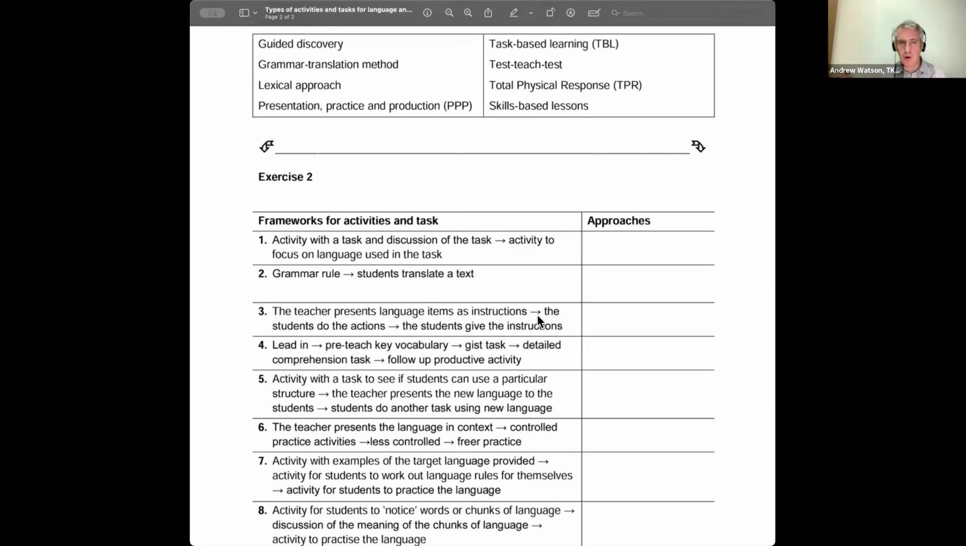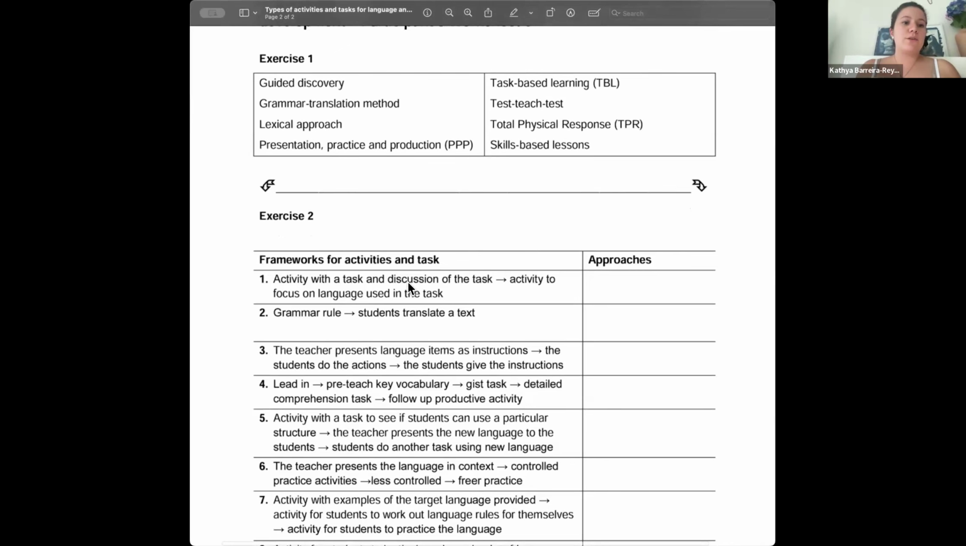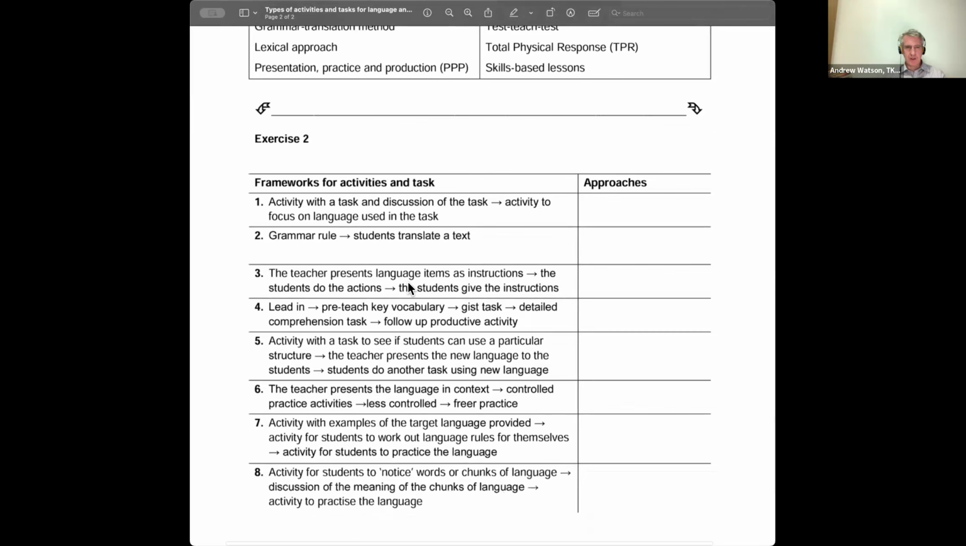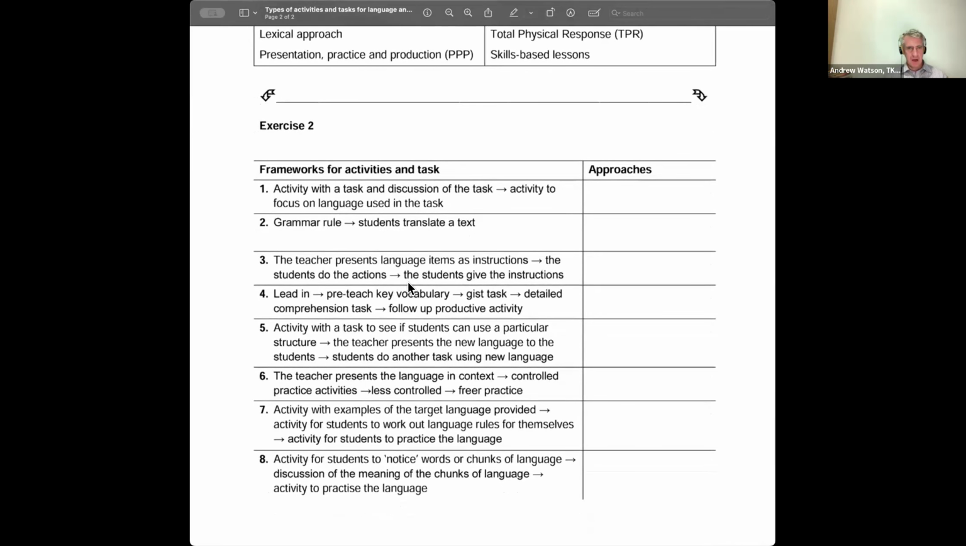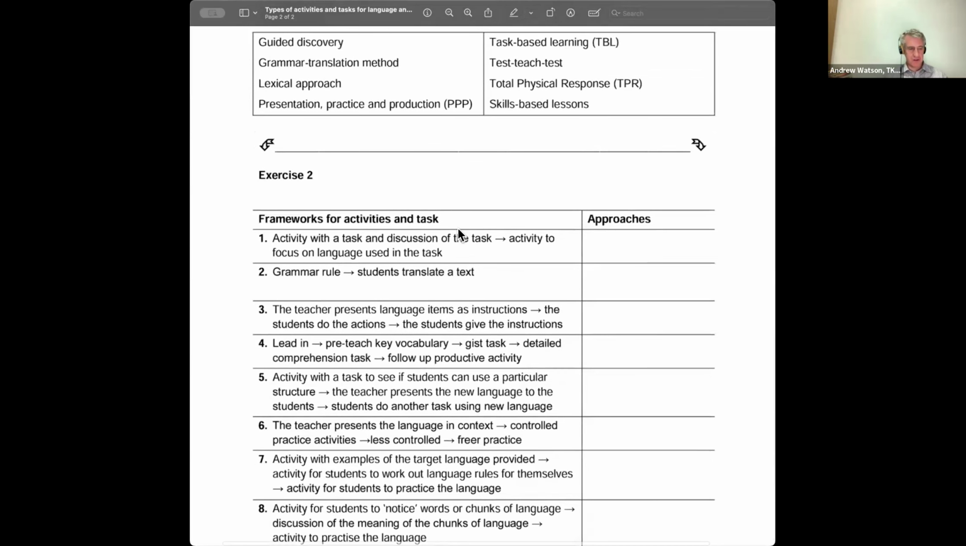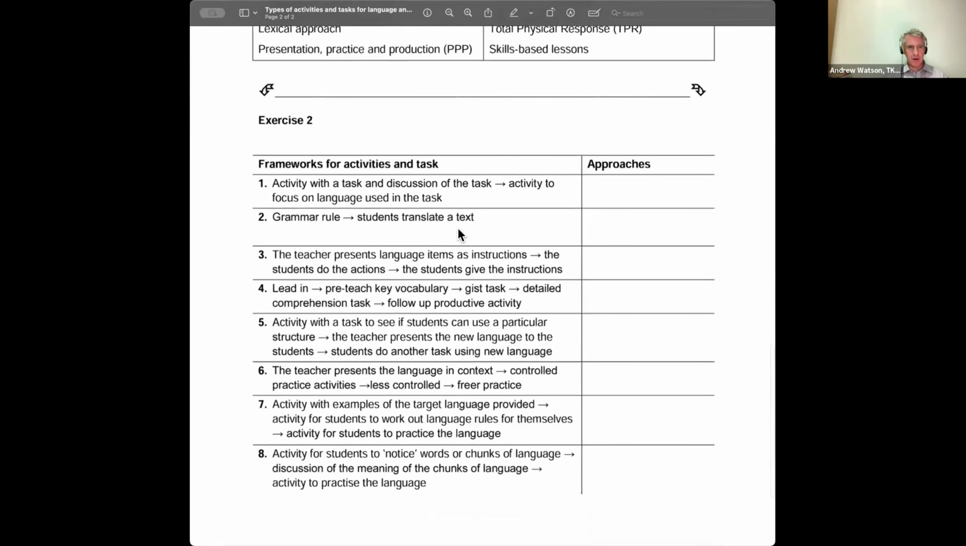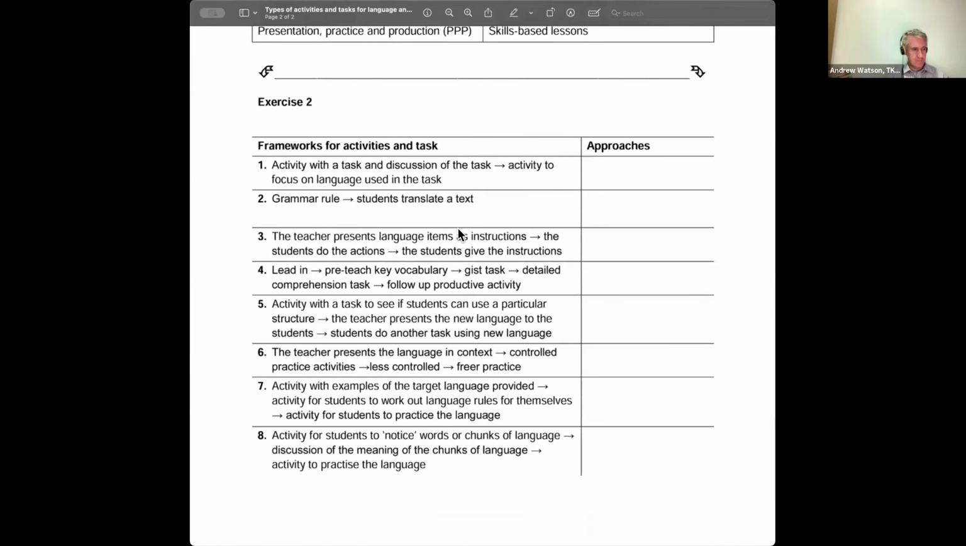What about grammar rule? Students translate a text. That would be grammar translation method. Exactly. Number 3. Teacher presents language as instructions. The students do the actions, and the students give instructions. So we already know that that's total physical response. How about 4? That would be, it has the presentation, practice, and production, maybe?